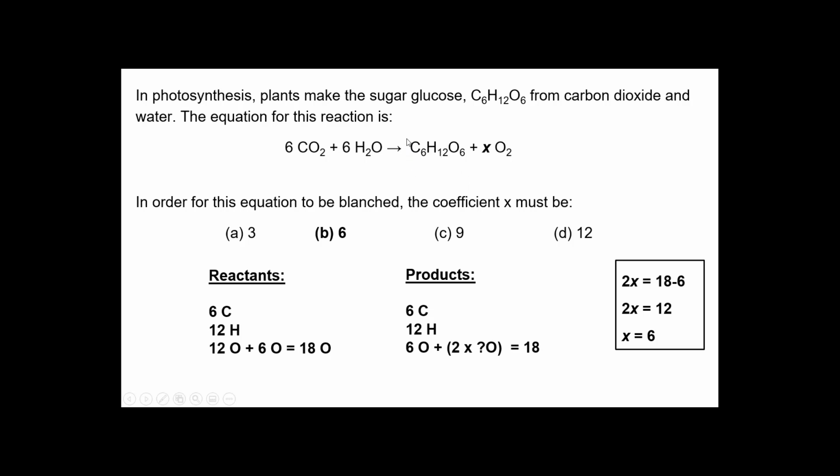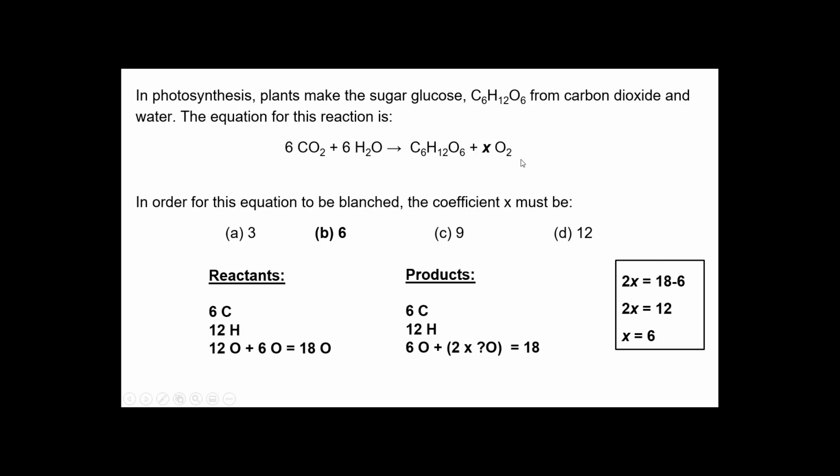We don't have to worry. This would be a 1 here. So it'd be 1 times 6, 1 times 12, 1 times 6. So we have 12 hydrogen atoms. We have 6 hydrogen atoms here, but we need to solve. We have 18 on this side. We need to have 18 in total on this side. So this is where algebra comes in.